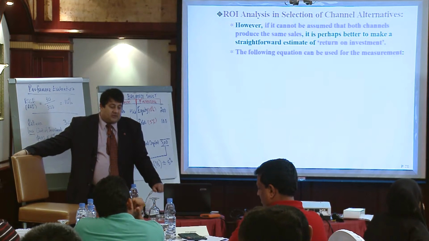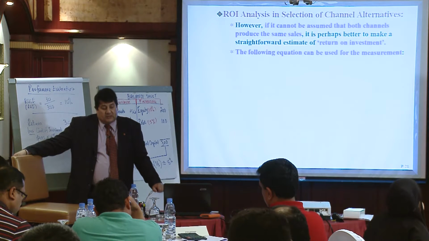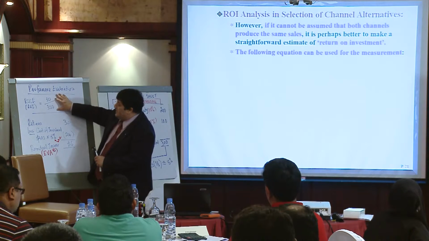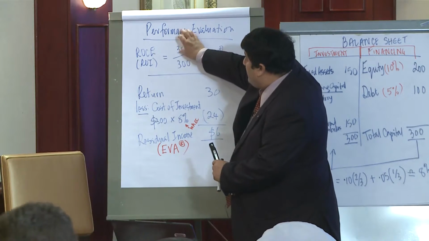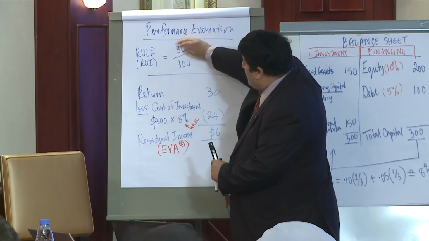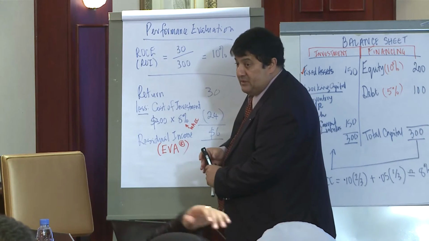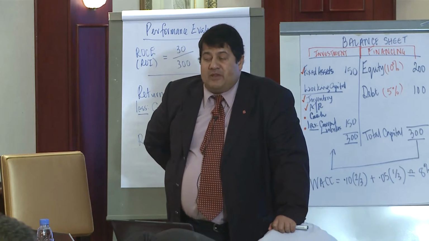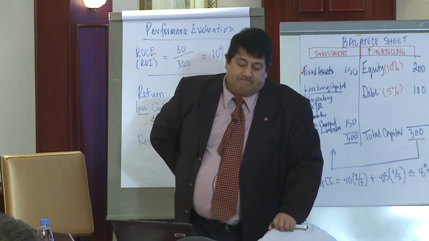If it cannot be assumed that both channels produce the same sales or same capability in sales, it is perhaps better to make a straightforward estimation of return on investment. So remember, ROI calculation is very useful because you're controlling for size. Doesn't matter what the size of the business is, you're comparing the profit that is earned to the investment. So this is the ROI calculation, but we have a problem. I'm going to show you a little trick here.